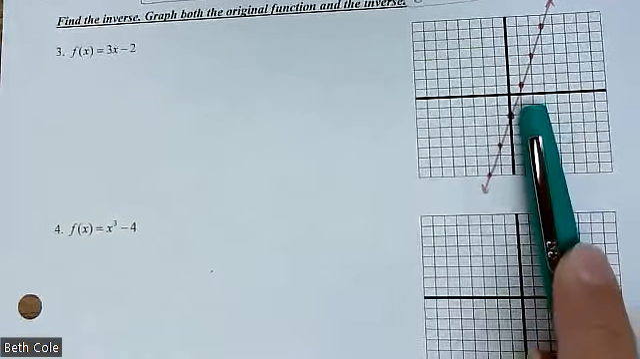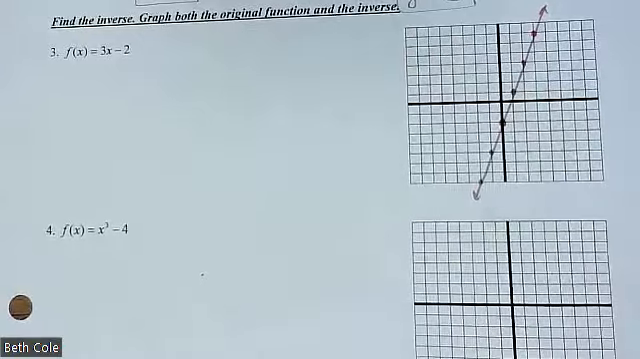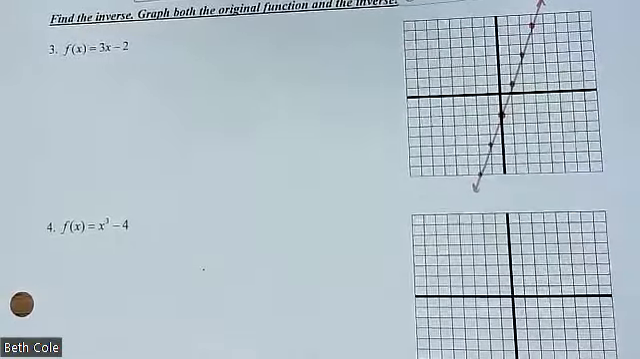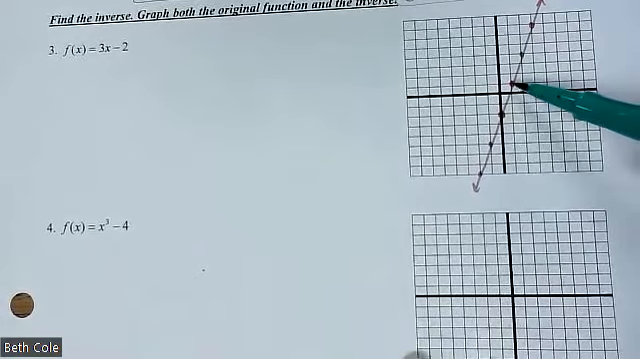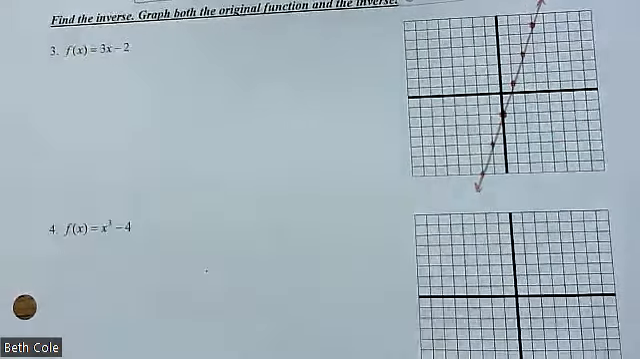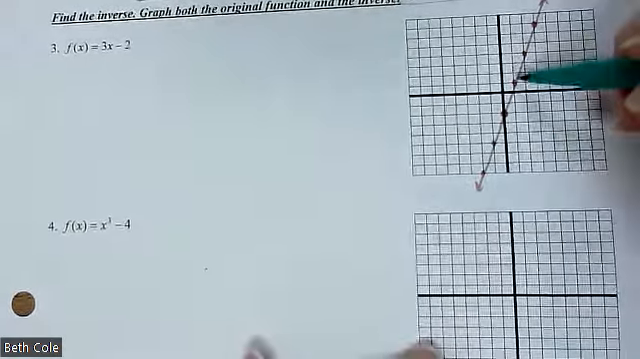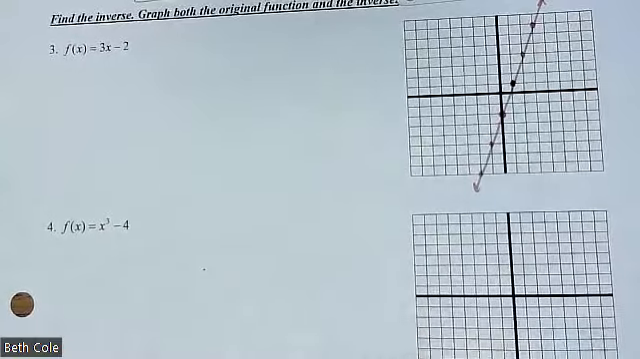All you're going to do is take all these points and reverse them. You ready? 1, 1. If you reverse that, it would be, well, just 1, 1, right? If you take 1, 1 and flip it around, it's still 1, 1. Okay, so we have that point. That's where they're going to intersect.